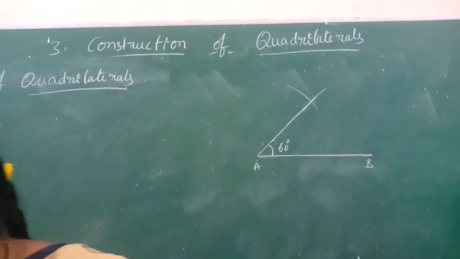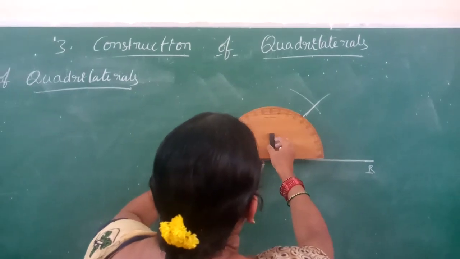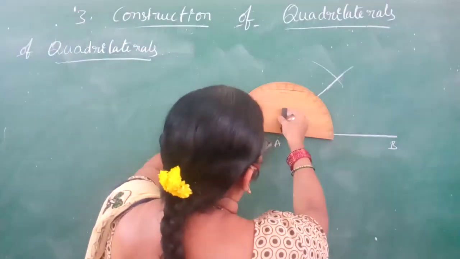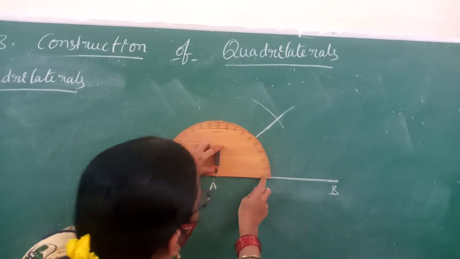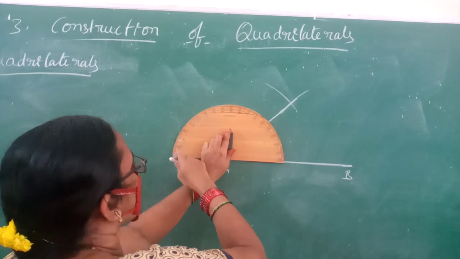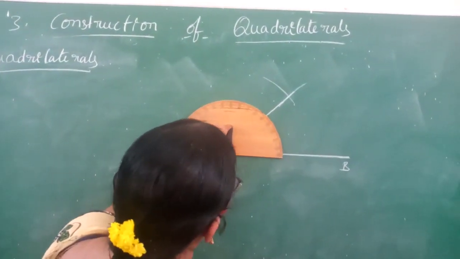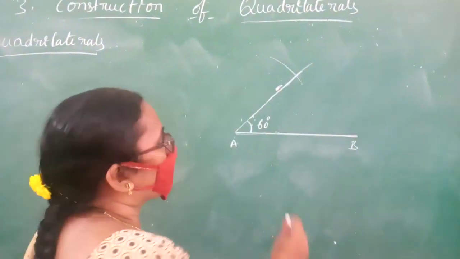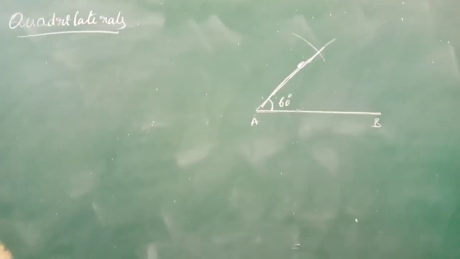Okay, this angle is exactly 60 degrees. Can I check? Where we put this needle? Here, the point A, this line on the pen. Okay, we have two measurements, 0 to 180, 0 to 180. So, like this you can keep the angle is 60 degrees. Okay, angle is 60 degrees.